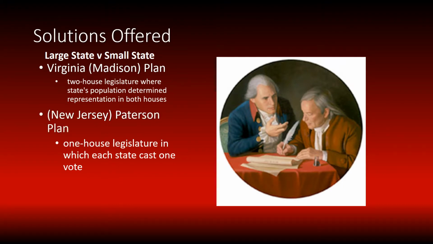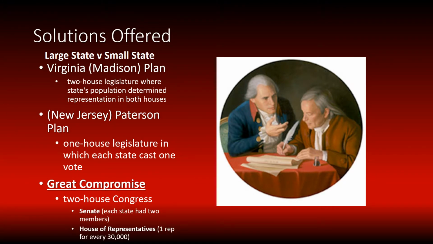Now, the New Jersey or Paterson Plan, also known as the small state plan, because they didn't have as many people, wanted a one-house legislature in which each state would have one vote. That would be more favorable to a smaller state because it would give them equal say and power to larger, more populous states.